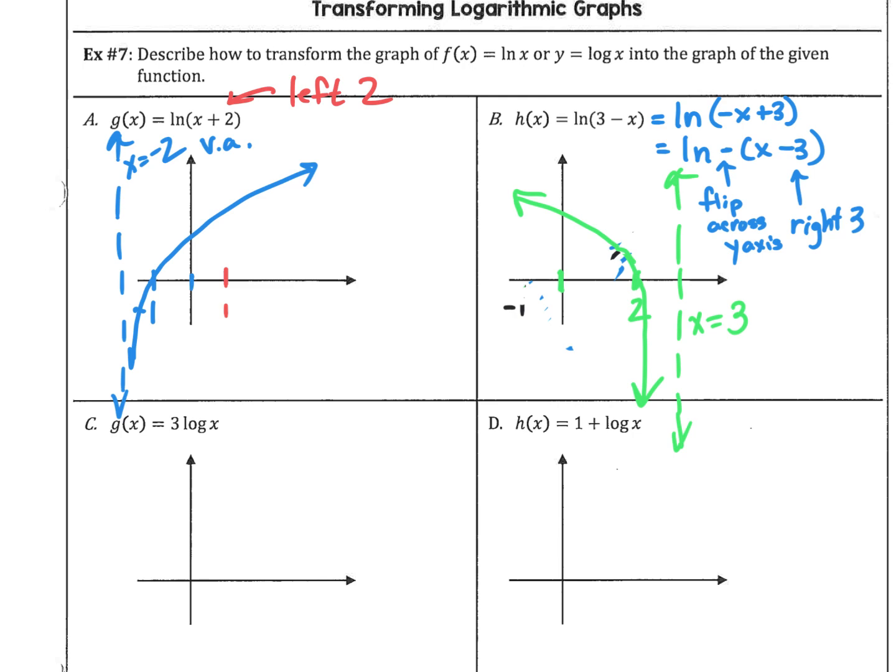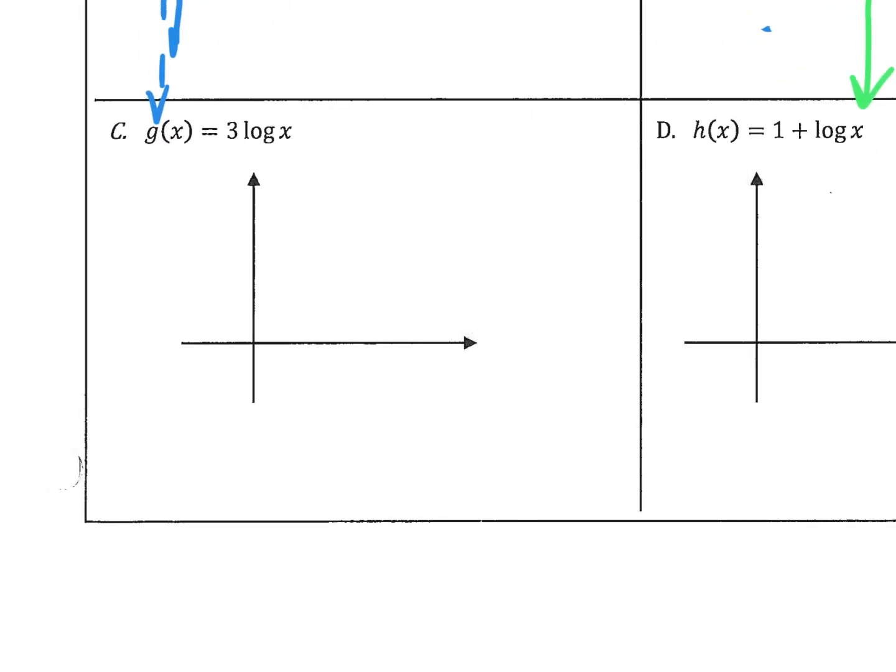Now, 3 log base x. Does this one shift left or right or up or down? Doesn't, does it? So where is it going to pass through? It's going to pass through 1, isn't it? Yes? It's going to pass through 1, but what does this do? This is a what? Vertical what? It's going to be 3 times taller, isn't it? Would you agree? So we know it's still going to pass through this point right here, isn't it?